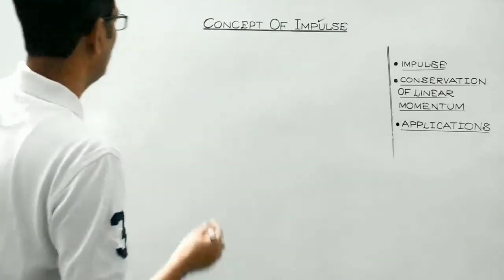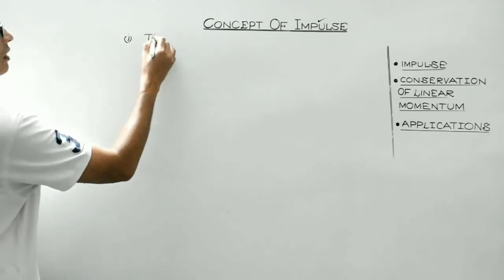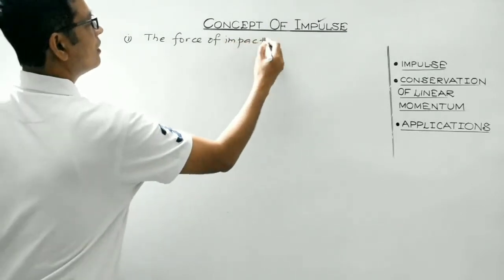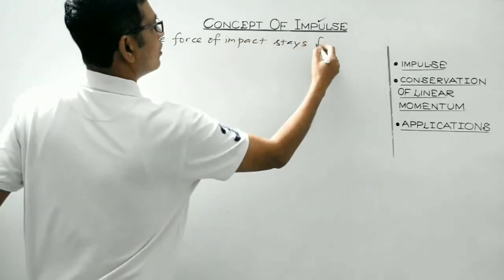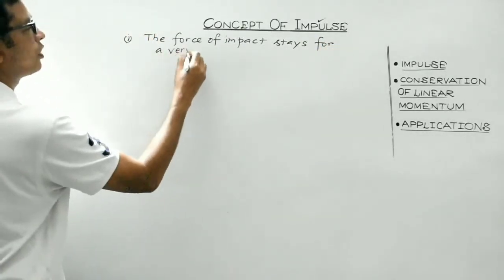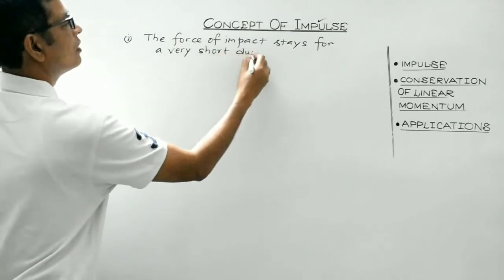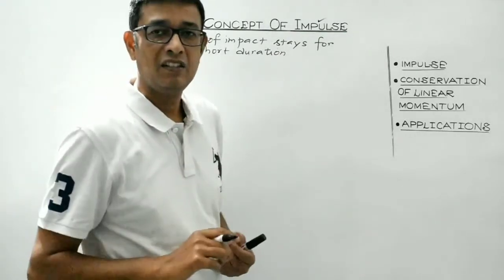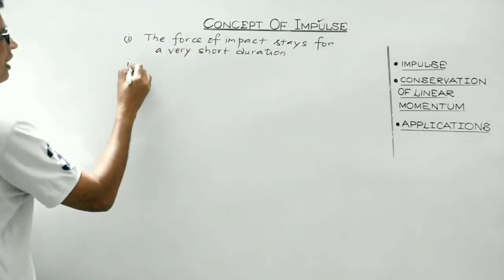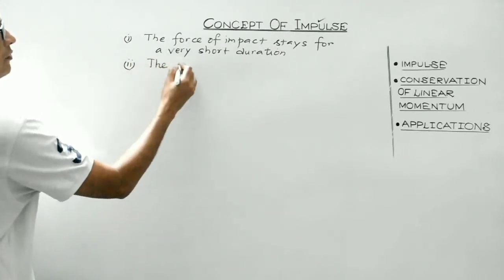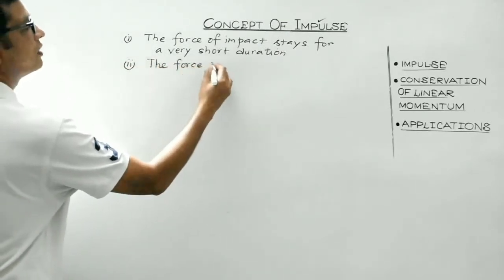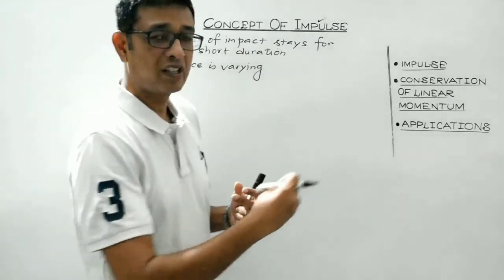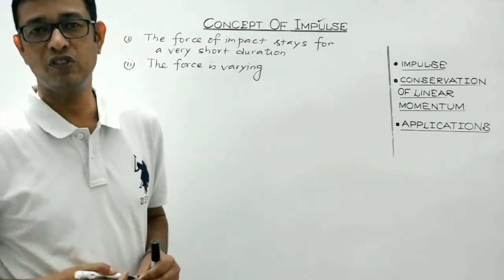So these are the cases where, first, the force of impact stays for a very short duration. The time during which the force lasts is very, very small, right? And second, the force is varying, it's not constant, it varies with time. So independently, we can't measure the time and we can't measure this varying force.